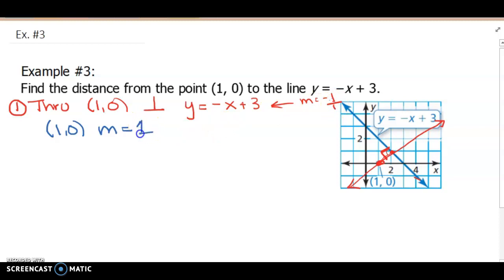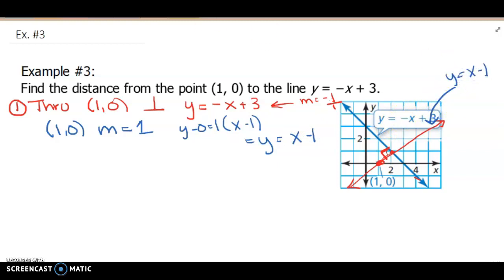So just 1. Okay, well, I could put it into point-slope form. So y minus 0 equals 1 times (x minus 1), which is just y equals x minus 1. So the equation of this line here is y equals x minus 1.